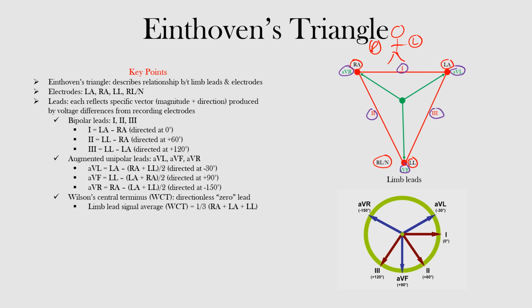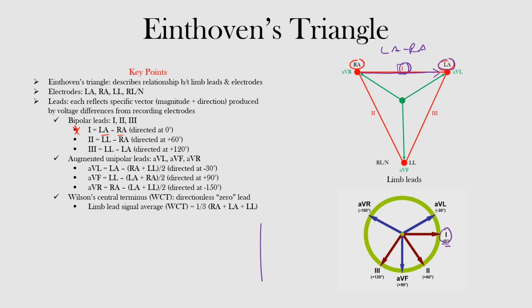So let's just erase this here so we have something clean to work with. Okay, so now we're looking at lead 1. Lead 1 is this one here. And notice it's the left arm minus the right arm. So here's our left arm, here's our right arm, and then here's lead 1. So we're going in this direction, and then we're doing the left arm, which is here, minus the right arm gives us lead 1. And it's directed at 0 degrees. So here, if you look in our frontal plane, this is lead 1 directed at 0 degrees.